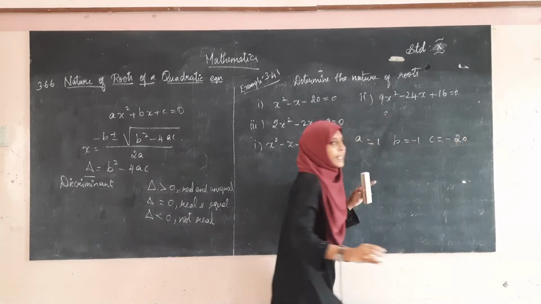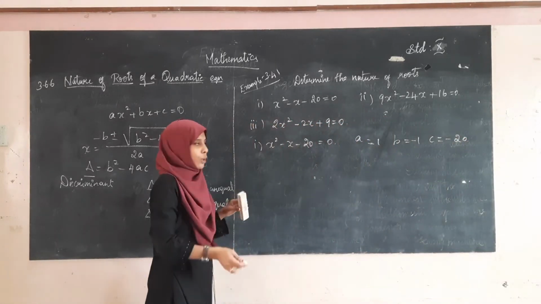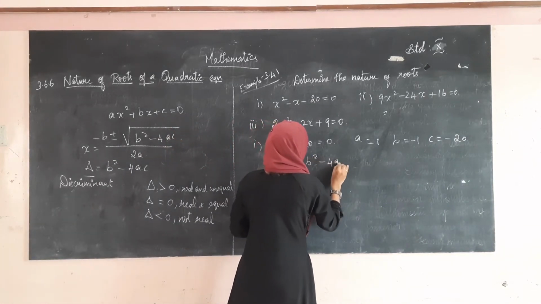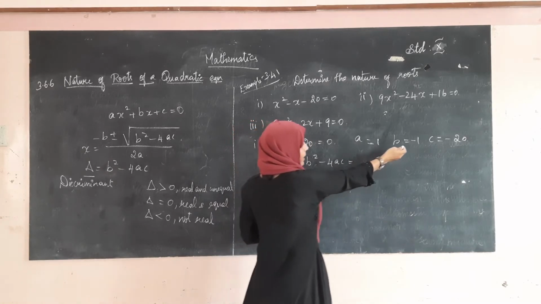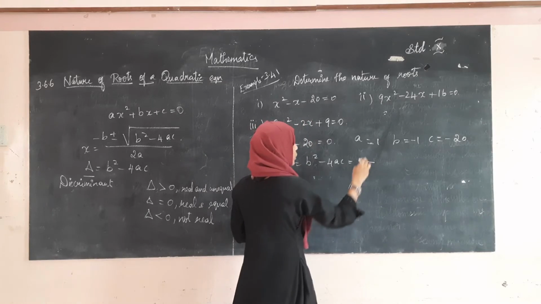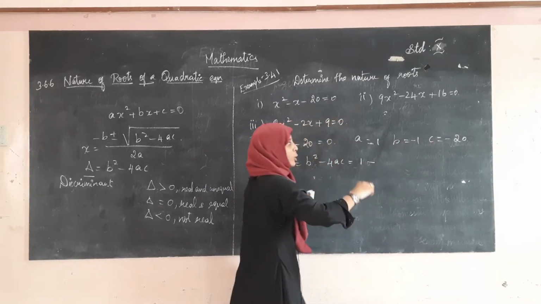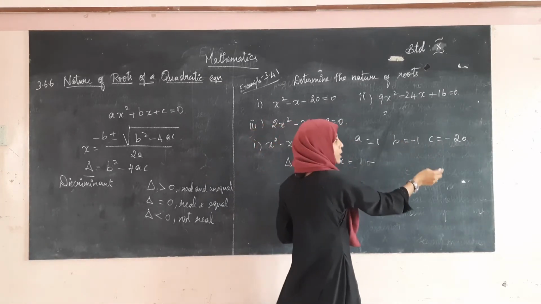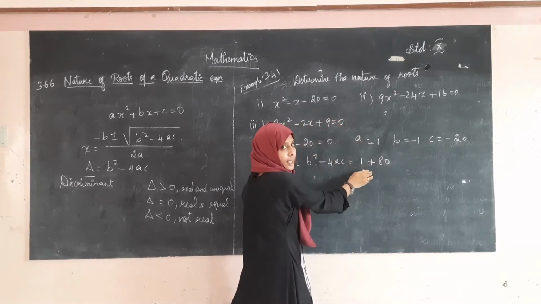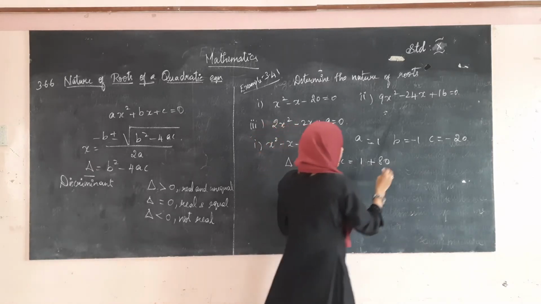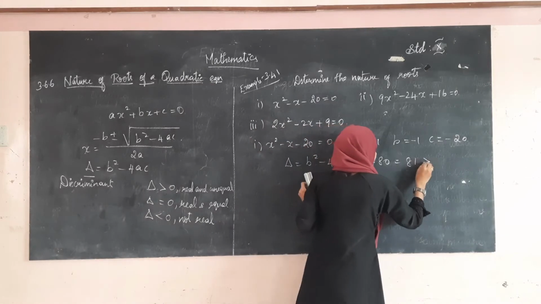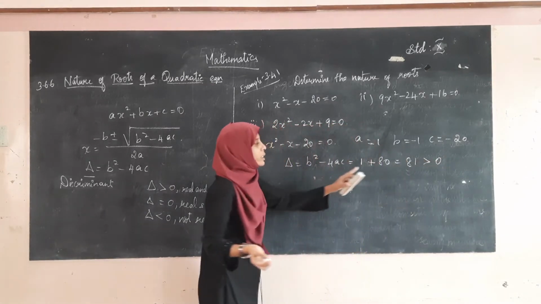We have to find the discriminant. They have asked us to determine the nature of the roots. So what's the value of the discriminant? B square minus 4 into a into c. What is b? B is minus 1. Minus 1 the whole square is 1, minus 4 into a into c. 4 into 1 is 4. 4 into minus 20 is minus 80. Since we have minus already here, minus into minus becomes plus, which is equal to 81. 81 is surely greater than 0. See here, del's value is greater than 0.